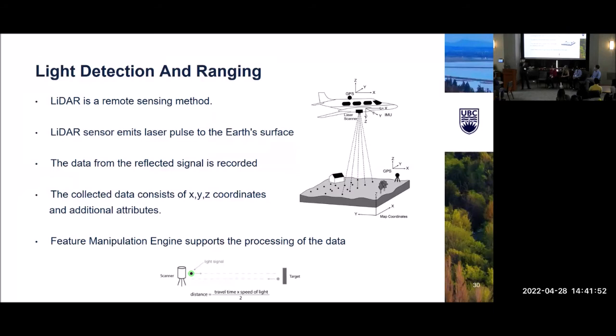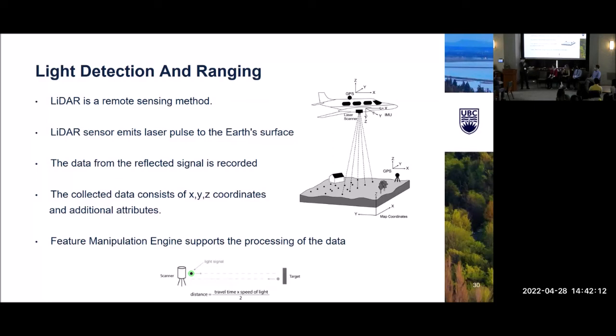For geography, a LiDAR sensor is mounted to an aerial vehicle like this, which travels across the Earth's surface, and it emits a laser pulse, a light signal. The signal is then reflected and collected by the same sensor. This records the approximate XYZ coordinates and additional attributes depending on the settings of the sensor.